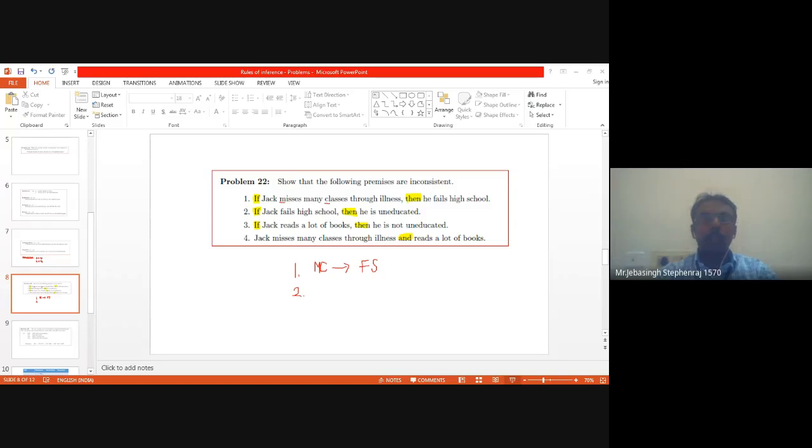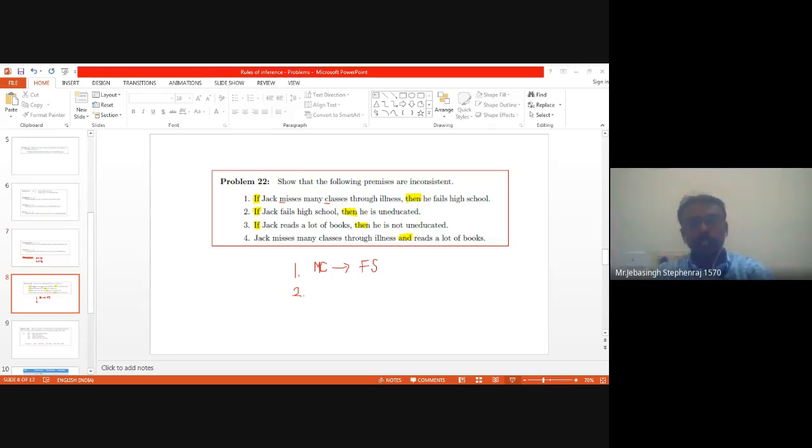This is a famous problem you see in all discrete mathematics books. Jack misses classes, he fails high school, he is educated or uneducated. What conclusion can we draw from these statements? In fact, we have to show that this is inconsistent. There is a contradiction in this argument. Now the third statement.